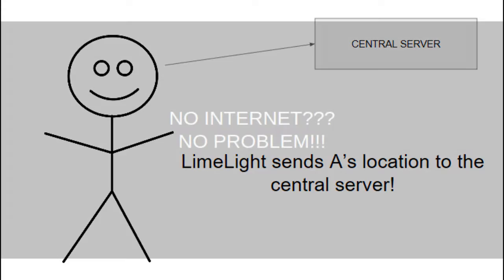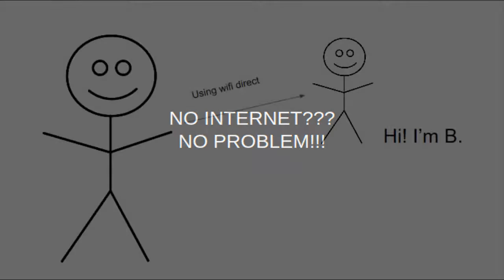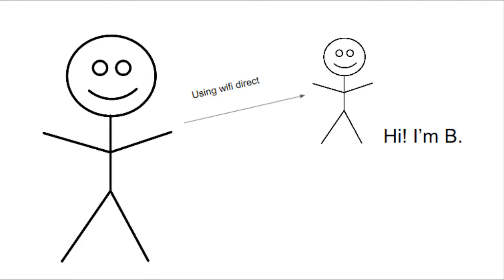But what if A's phone doesn't have internet connectivity? This is a reasonable question considering the event of a disaster. Don't worry, A, because LimeLight uses Wi-Fi direct channels to connect devices to one another. Using Wi-Fi direct's range of 60 meters, A's device shall ping other devices with A's exact location.